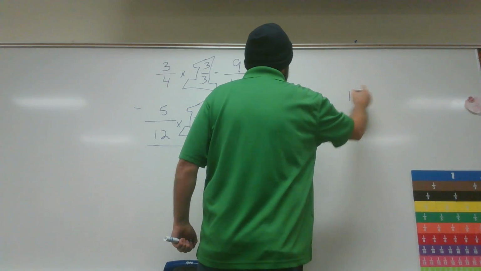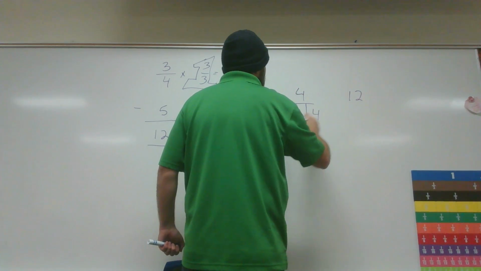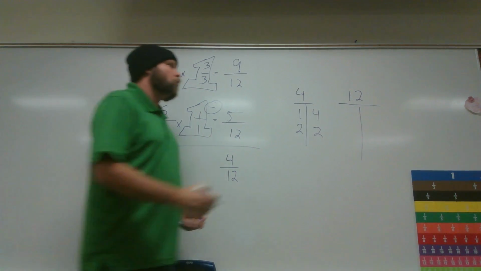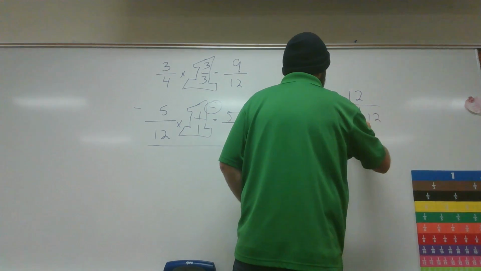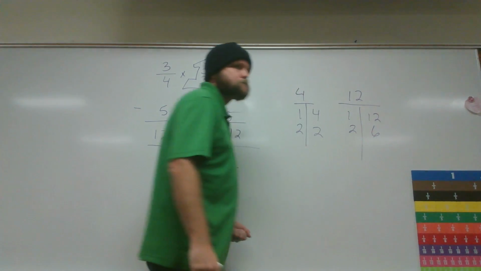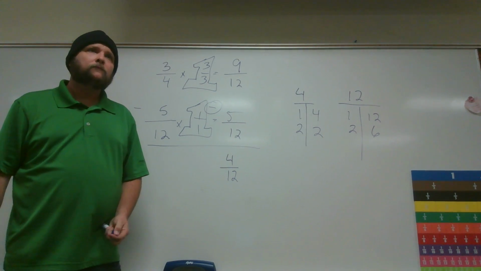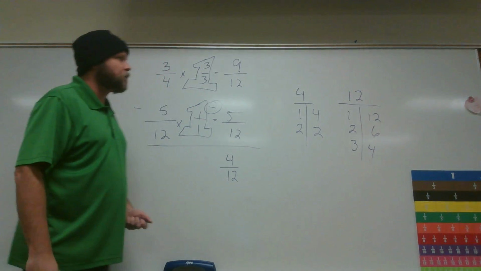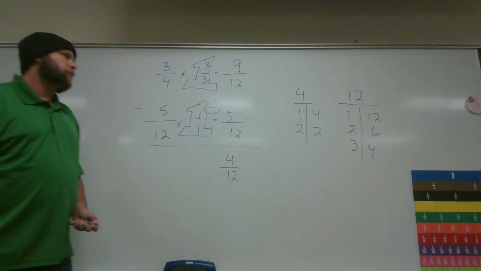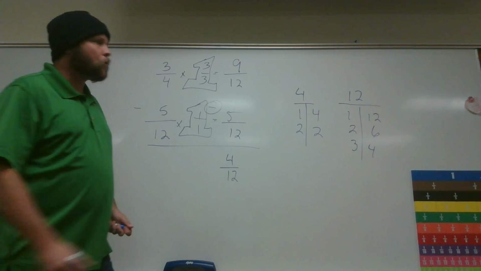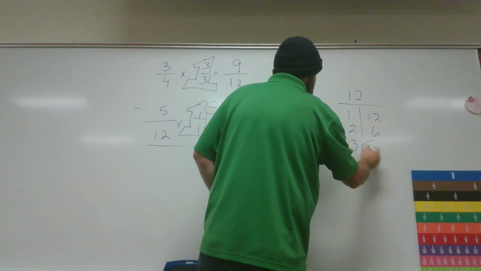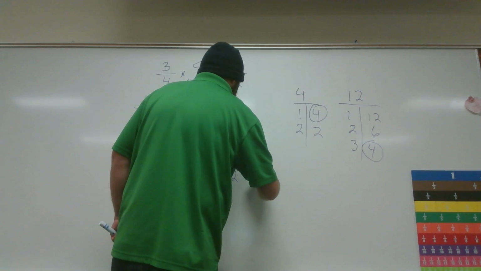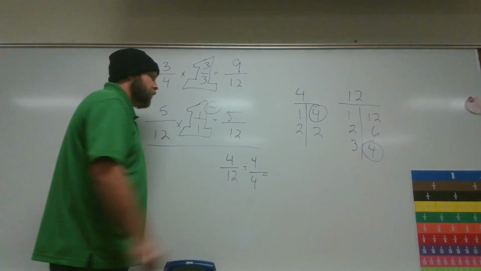Our factors of 4 are 1 and 4, 2 and 2. Our factors of 12 are 1 and 12, 2 and 6, 3 and 4. And that's it. So what's the greatest common factor? 2. Nope. Wait, it is 4. There's 6 and 2. Since our greatest common factor is 4, 4 divided by 4 is?